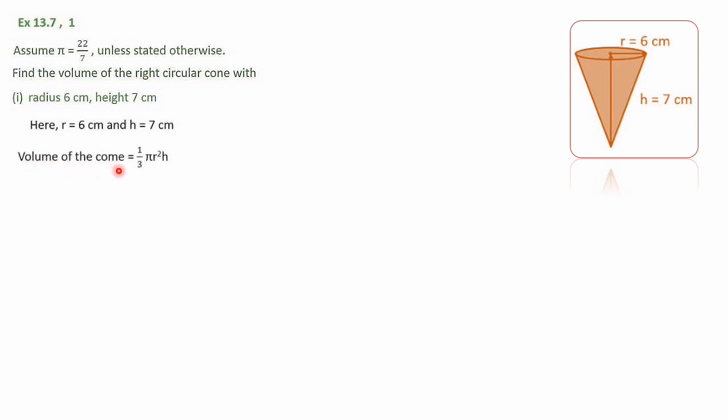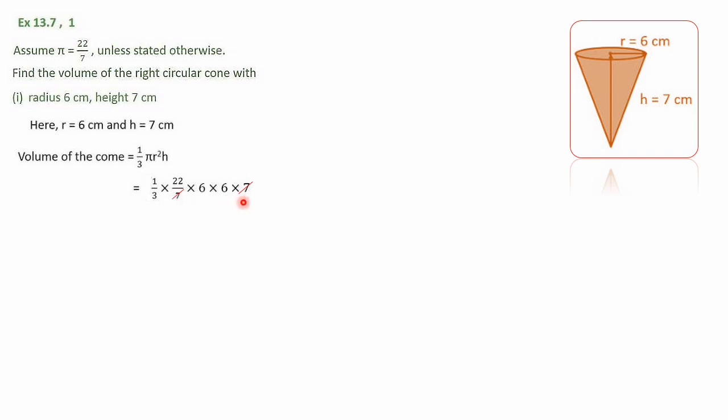The volume of the cone formula is 1/3 pi r square h. Let's substitute the values of pi, r and h. That is 1/3 into 22/7 into r square. R square is 6 into 6, we multiply 6 two times, into h, which is 7.